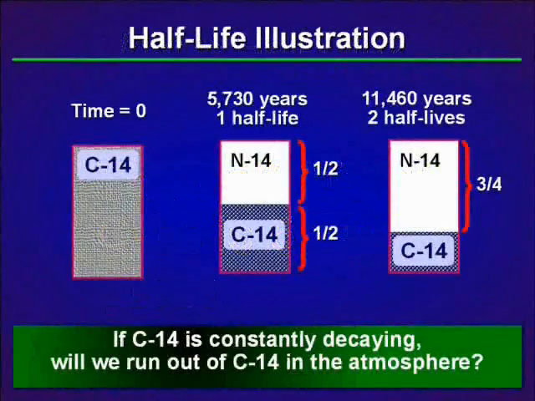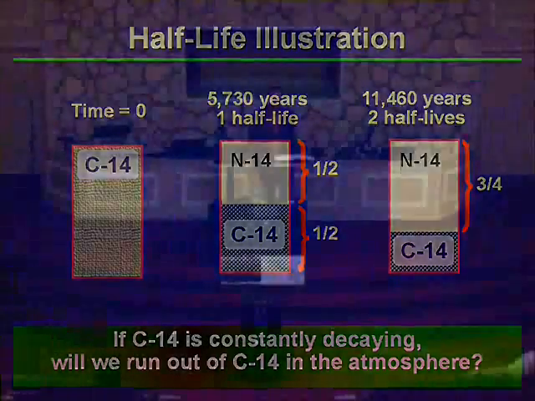So here's an illustration to help you out. At time 0, when the organism dies, supposedly it has 100% carbon-14 in it, which would be the amount that's in the atmosphere. Well, whenever a half-life occurs, 5,730 years, one half-life occurs, half of it would turn back to nitrogen-14, and then after 2 half-lives, 3/4 of it is back to nitrogen-14. A better way to explain it. So if C14 is constantly decaying, will we run out of C14 in the atmosphere? Something I'm about to cover in a minute.